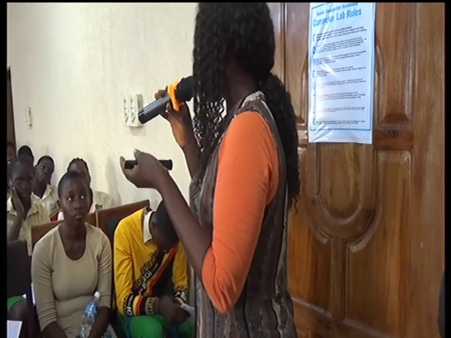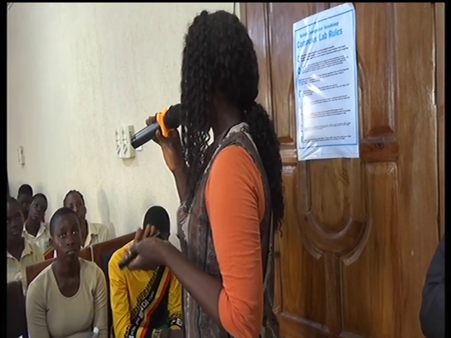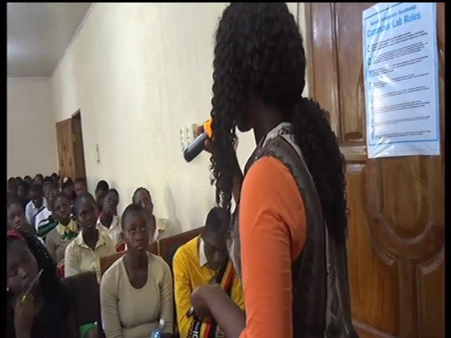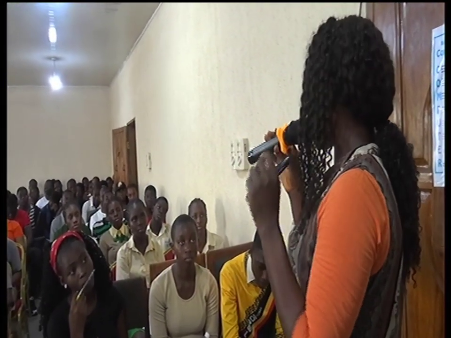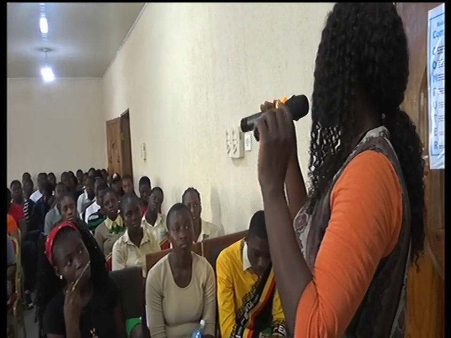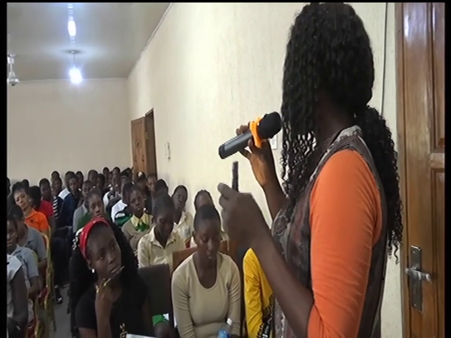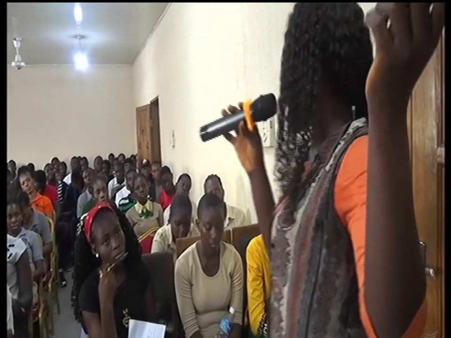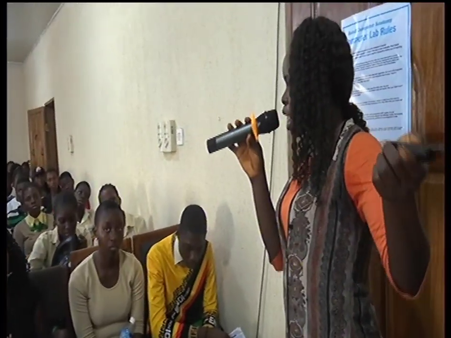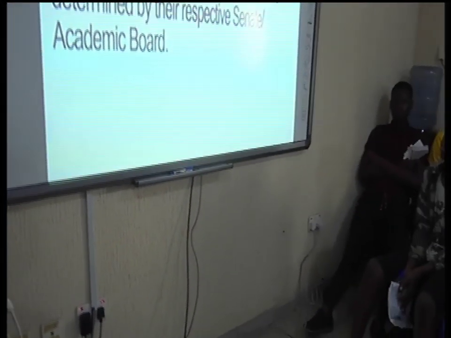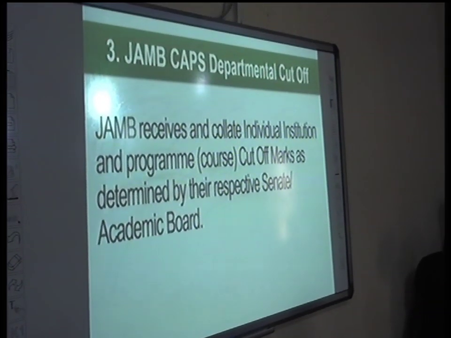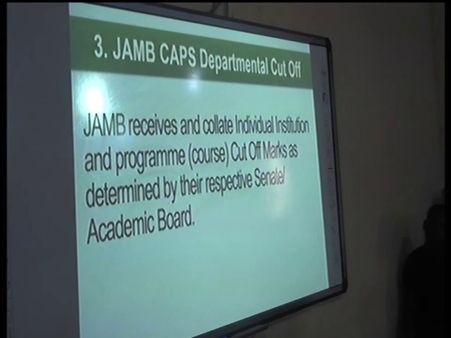Then in-house, for instance, we have a faculty of engineering. Inside the school of engineering, we have civil engineering, we have mechanical engineering. They don't use the same cut-off mark. The school has an assigned cut-off mark for those departments. So now the school needs to gather the cut-off mark for each of these departments and send it back to JAMB. How do they send it? It is through the same CAPS, Central Admission Processing System. Now we have another one, JAMB CAPS departmental cut-off mark. The cut-off mark that has been sent by the institution, they now receive this cut-off mark in CAPS.